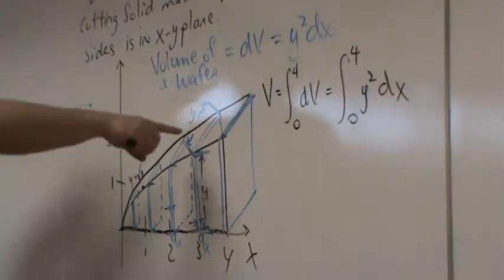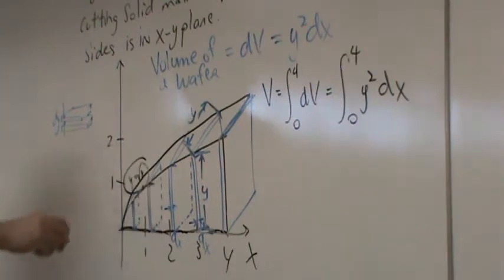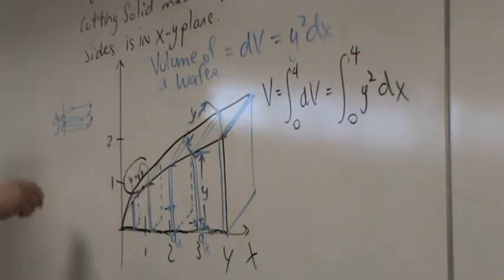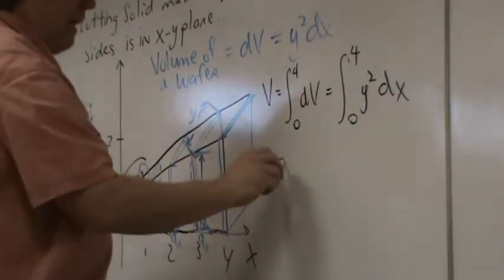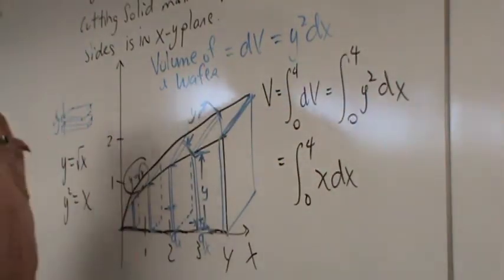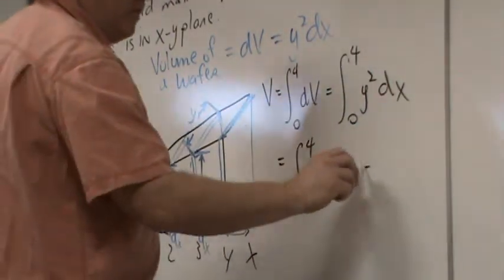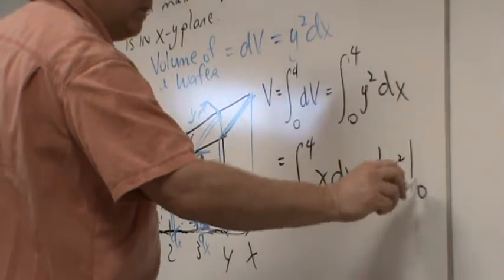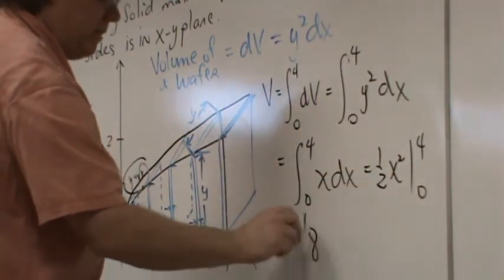Well, are you okay that this y-coordinate is following the graph y equals rad x? And so since y equals rad x, y squared is going to be x, correct? So this guy ends up being the integral from 0 to 4 of x dx. And now I can go ahead and do it. This is going to be 1/2 x squared from 0 to 4, and it gets me 8.